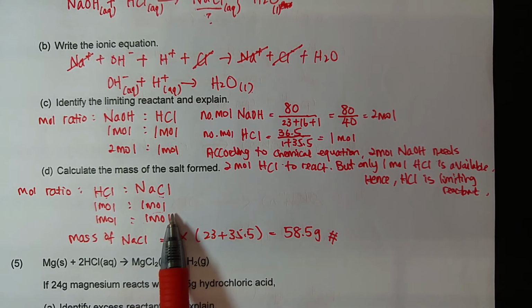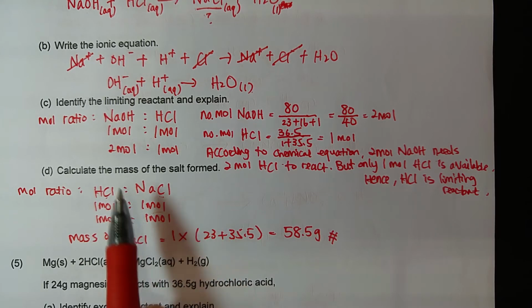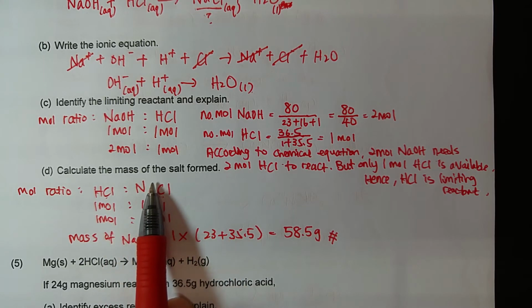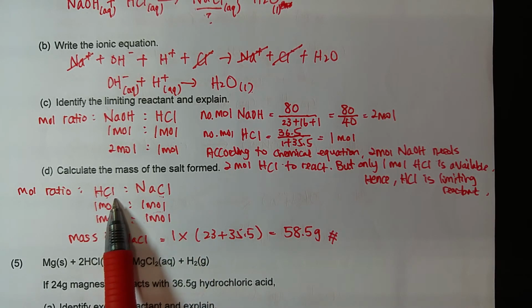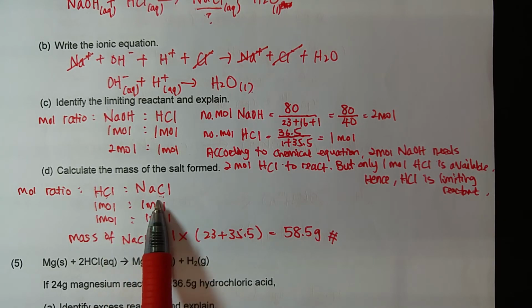So the moral of the story is, if we want to find the mass of the product, we have to look at the mole ratio between the product and the limiting reactant. Why limiting reactant? Because the amount of limiting reactant determines the amount of product.